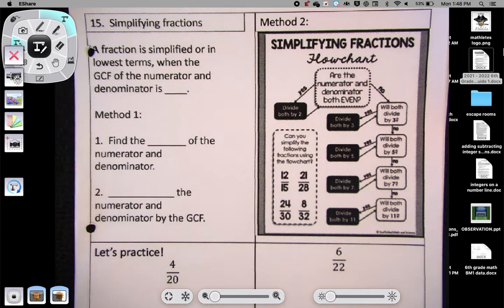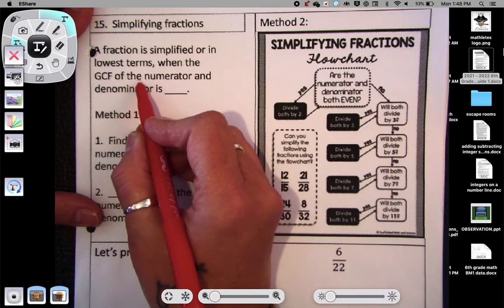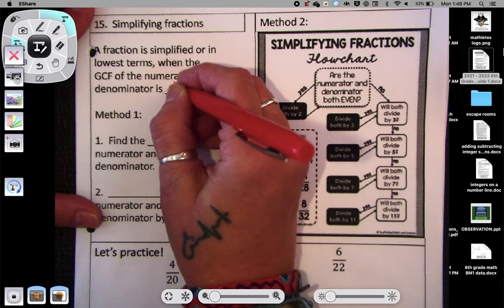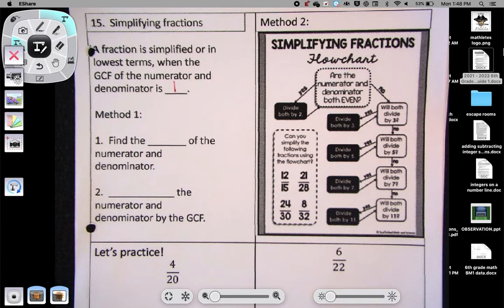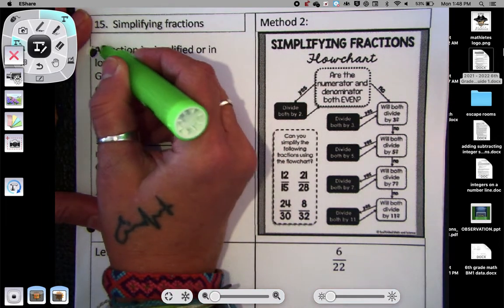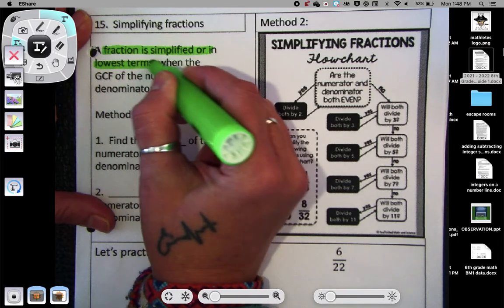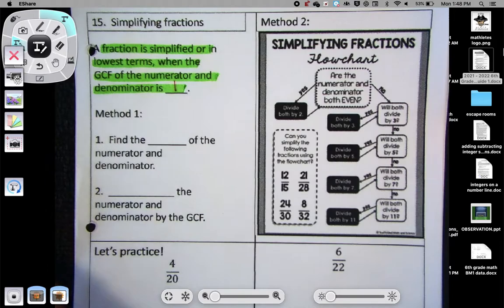Simplifying fractions. A fraction is simplified or in the lowest terms when the GCF of the numerator and denominator is 1. To know if a fraction is in simplest form or lowest terms, find the GCF of the numerator and denominator. And if the GCF is 1, it's in simplest form.